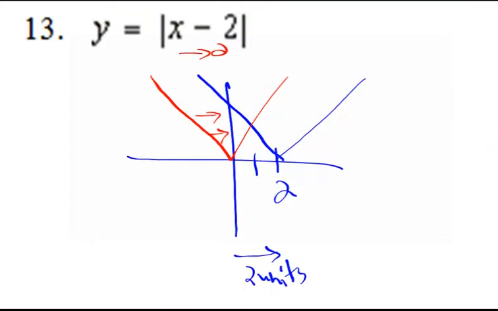Number 13 says we've got to describe or pick out a graph from y equals absolute value of x minus 2. Well, what is that minus 2 doing? If it's going minus 2, we're moving to the right 2 units. So the red v was our parent function, and shifting that parent function to the right 2 units takes us to the blue function.